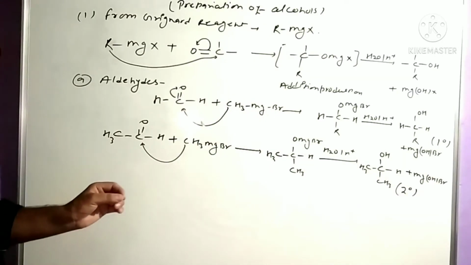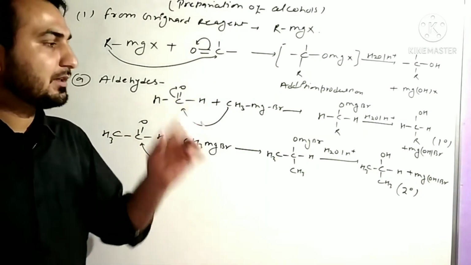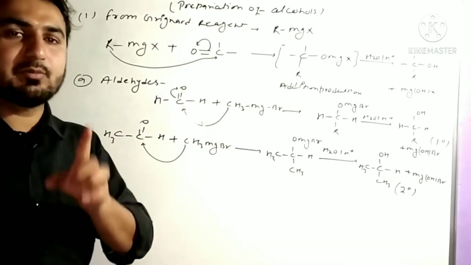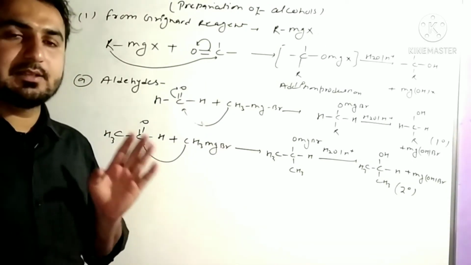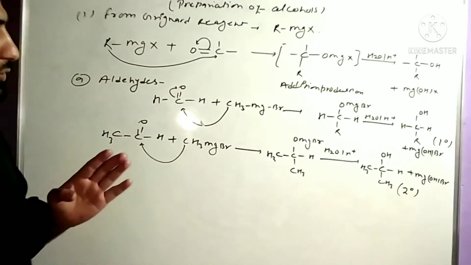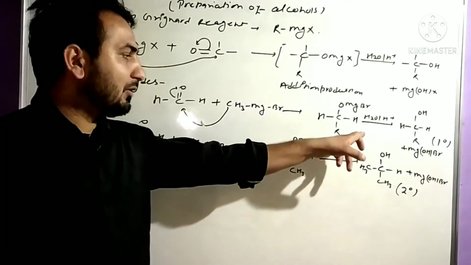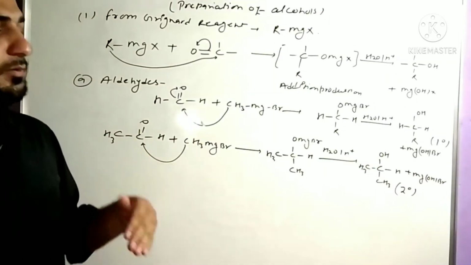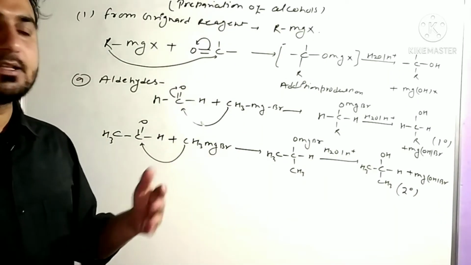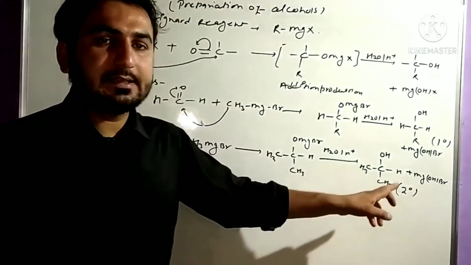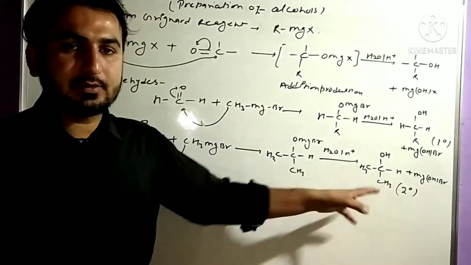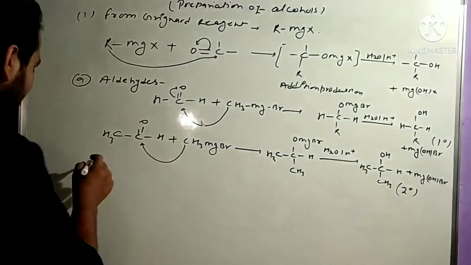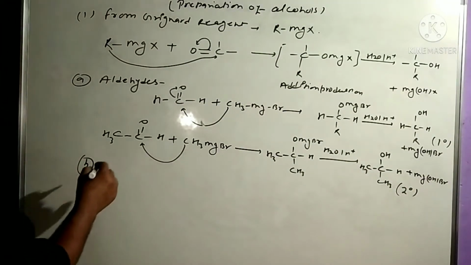Except formaldehyde, all other aldehydes give 2nd degree alcohols. Only formaldehyde gives 1 degree alcohol. Understood my point? My point is that only formaldehyde forms a 1 degree alcohol, and except formaldehyde, all other aldehydes form 2 degree alcohols. Clear? Now the second thing, the reaction with the ketone.